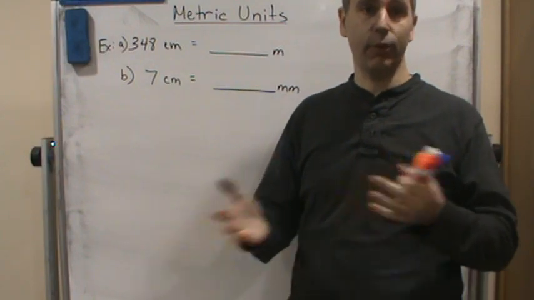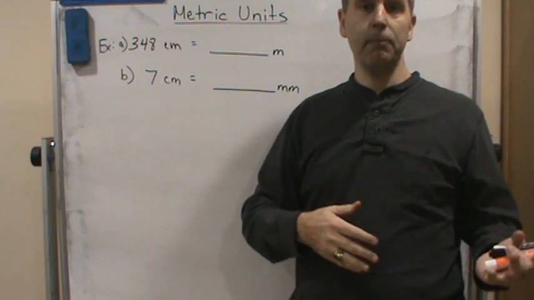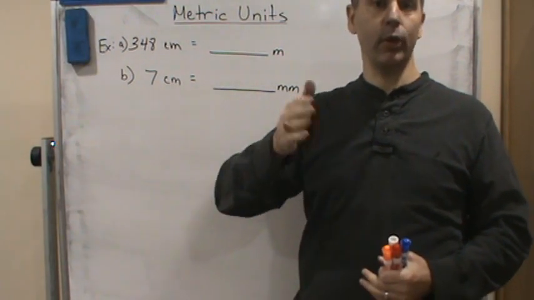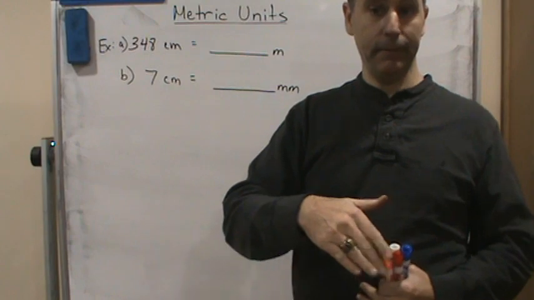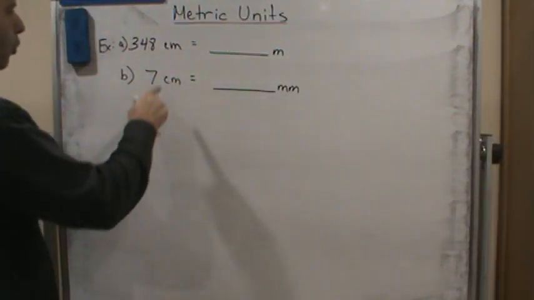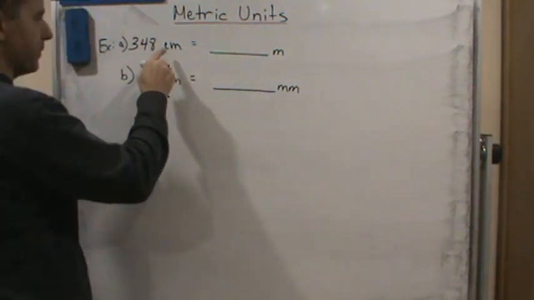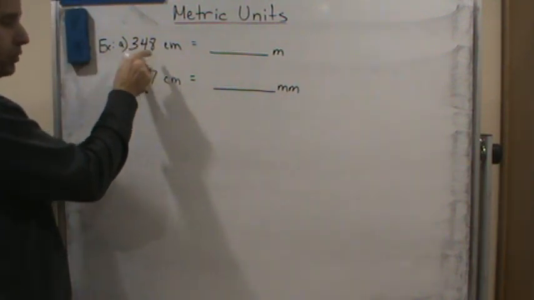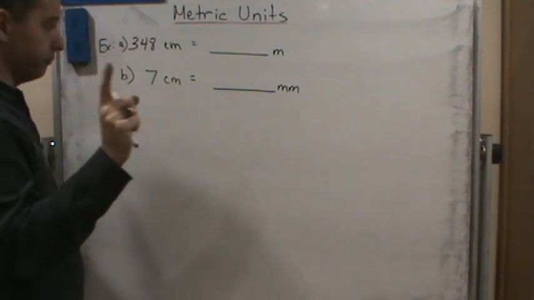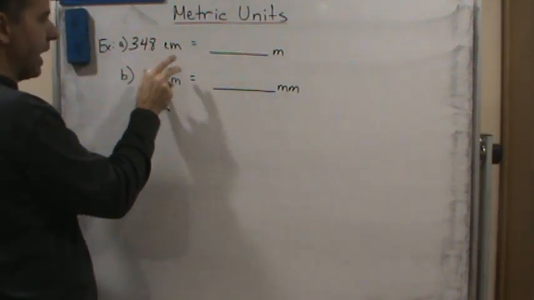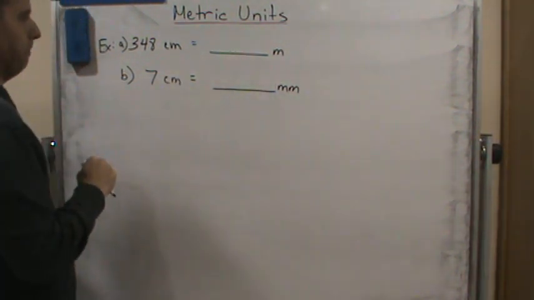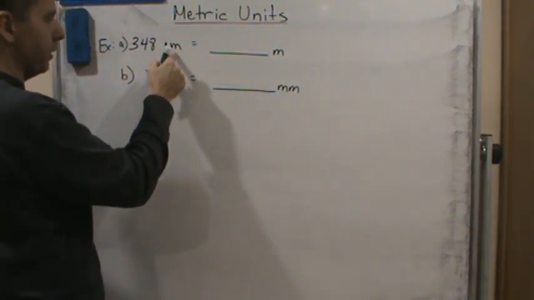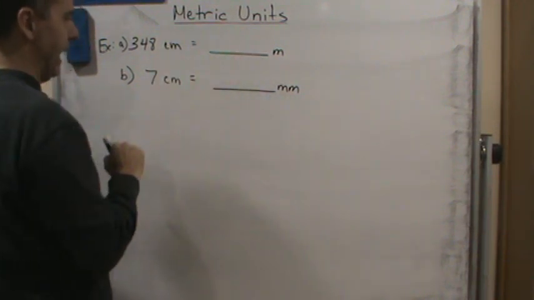So it makes it very easy to convert from one unit of measure to the other just by moving the decimal point. All we have to do is understand, given a prefix, what to divide by or multiply by. So let's do this. If I'm going from centimeters to meters, I'm going from something small to something big, but it's the same amount. So be careful. I have 348 centimeters. I want to know what that is in meters.